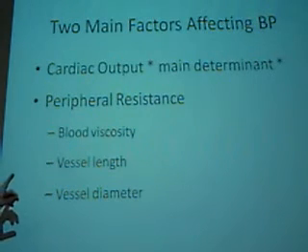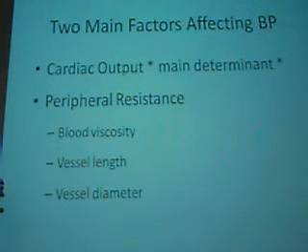Peripheral resistance we just got through talking about is another factor that plays a role here with our blood pressure. Things like vessel length, vessel diameter, and here again the blood viscosity are going to be those issues. But the main determinant here is going to be that cardiac output.